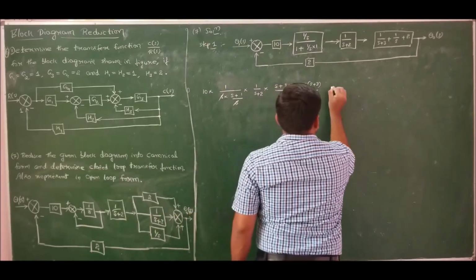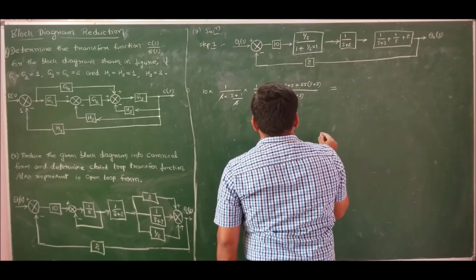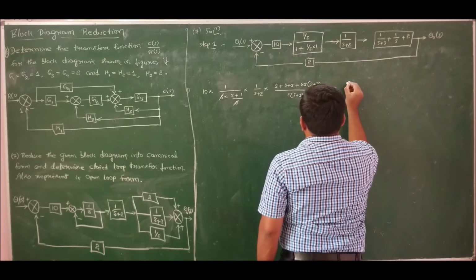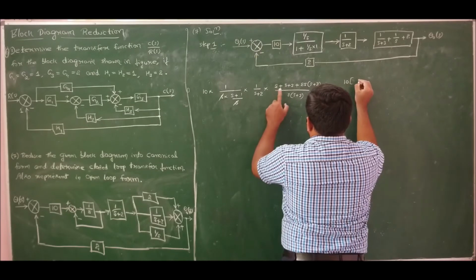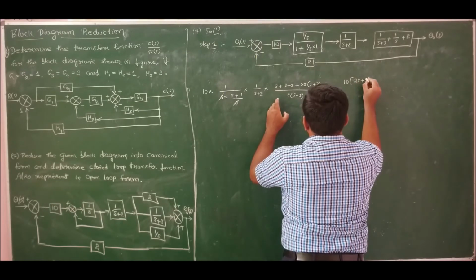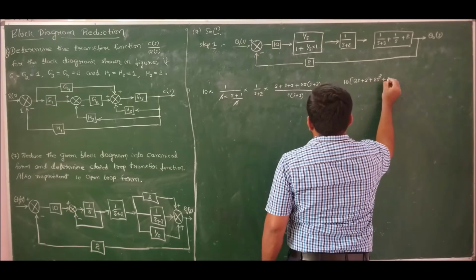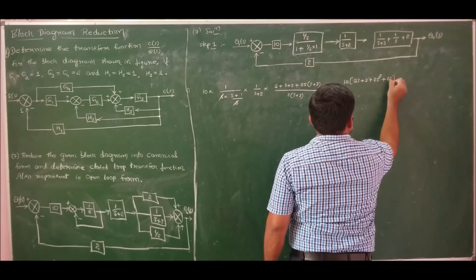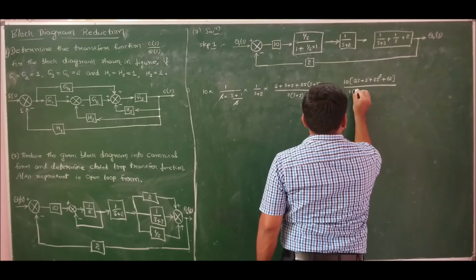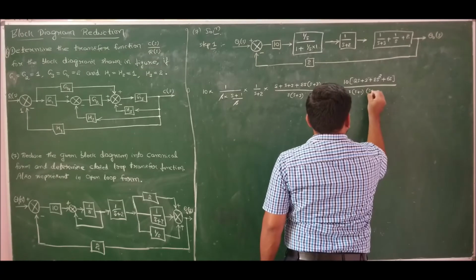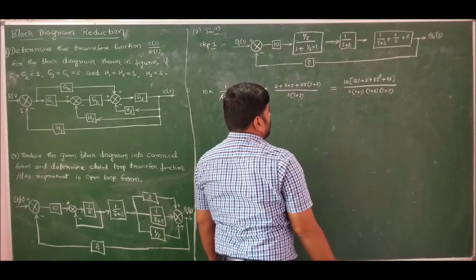So if I solve this, I will get the solution as ten times s plus s is 2s, 2s plus 3 plus 2s square plus 3 2s are 6s divided by s of s plus 1, s plus 2, s plus 3. So this is what we have.